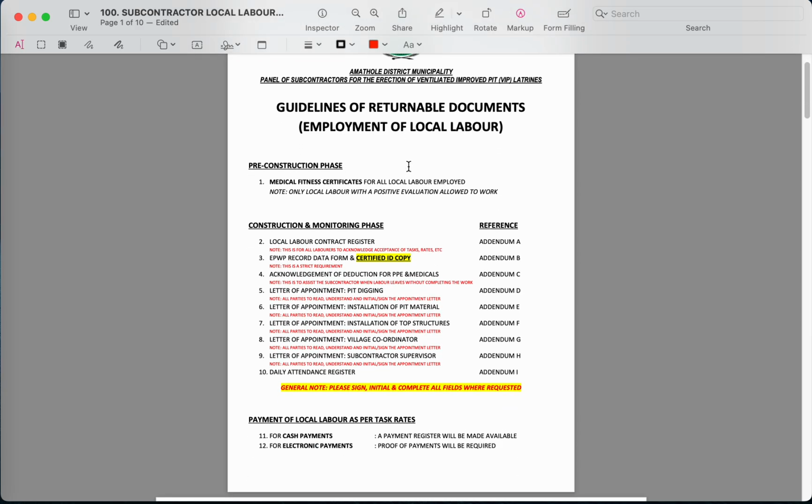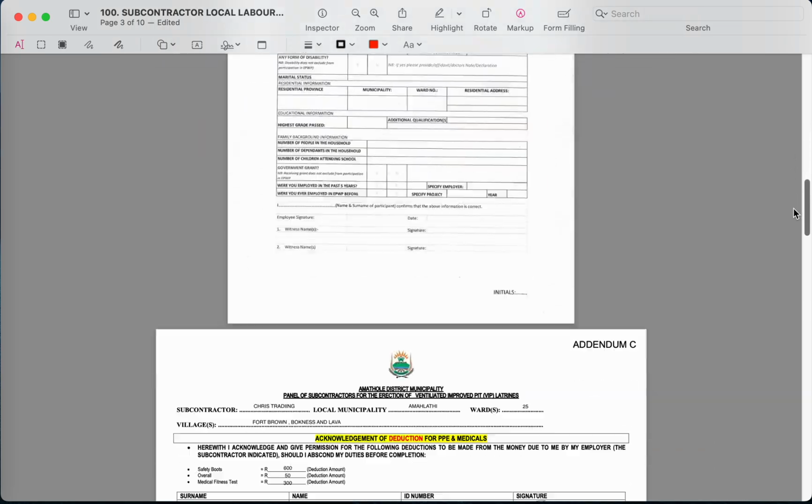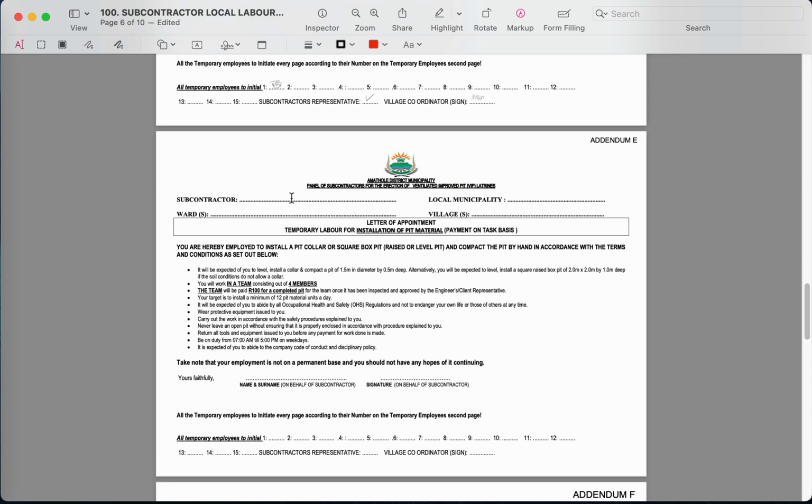But when we move, we are still referencing the pages according to the first page, which is a guideline. Now we are on page 6, which will be addendum E, installation of pit material. Ladies and gentlemen, this part is literally the same as the previous page, but this is now the pit material inside. It's Chris Trading, the local municipality. We will write there. We said it's Amahlati. I'm not gonna write it again.